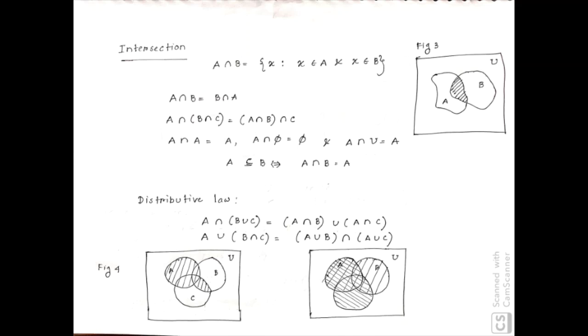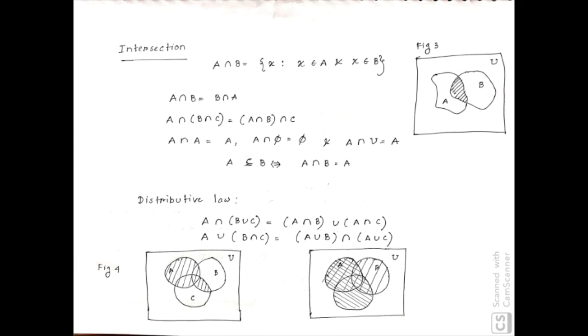So, what is the intersection operation? The intersection is again a binary operation. That means we require two sets to define this operation. And this is written as A intersection B. This is like the reverse U, but it's not exactly U. A intersection B is the set of all elements which are in both A and B.